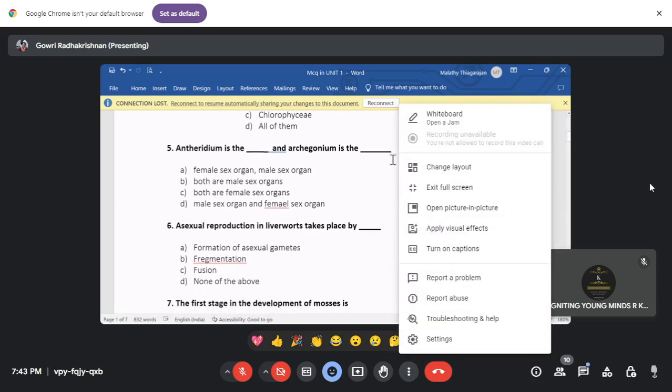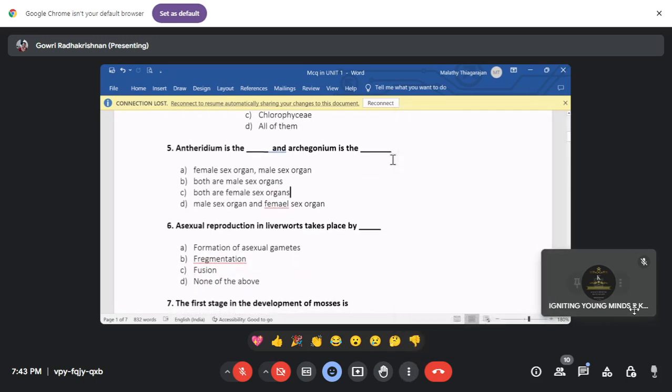Now, fifth. These are some basic questions. If you have read the chapter, you should be able to answer this if you have understood. Number 5. Antheridium is dash and archegonium is dash. Antheridium is male sex organ and archegonium is female sex organ. Yes, male sex organ and female sex organ. Correct.